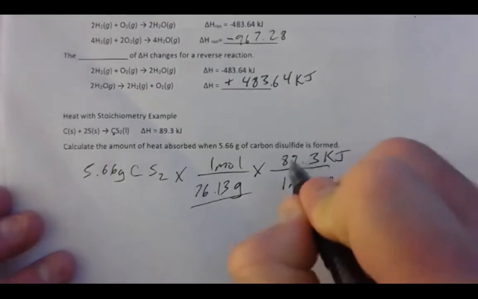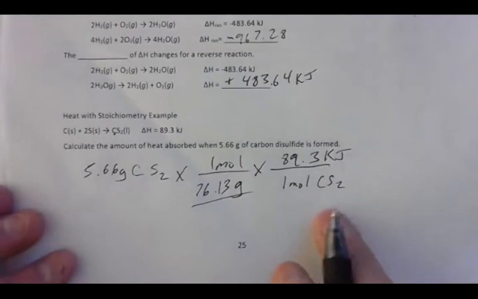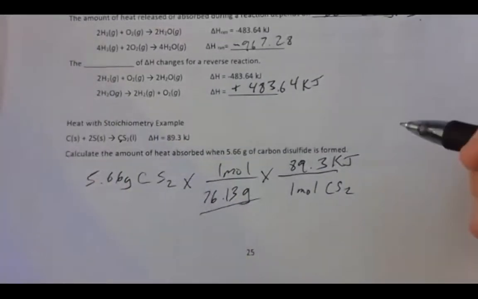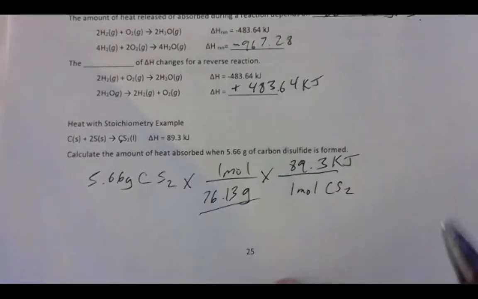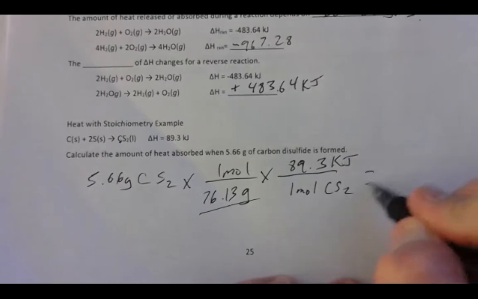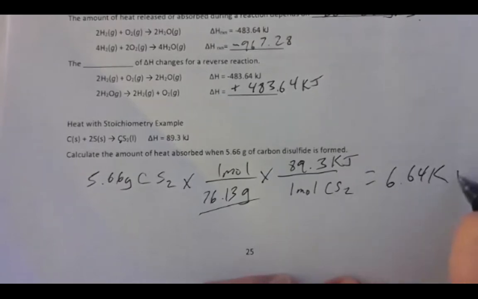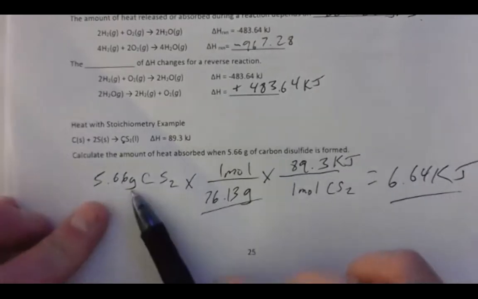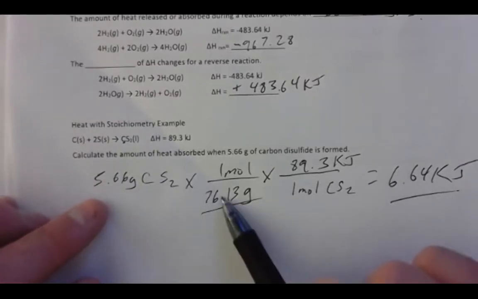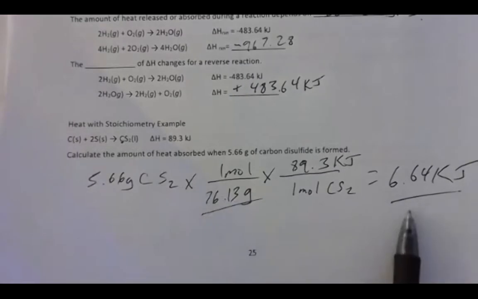As I said, this type of math is about 60 to 80% of all chemistry. If you can do this, you can do almost any of it. 5.66 divided by 76.13 times 89.3. It's about 6.6391. That's about 6.64 kilojoules of energy. That makes sense because we'd have nowhere near a mole. We have nowhere near a mole of this stuff. So it's going to take a fraction of it.